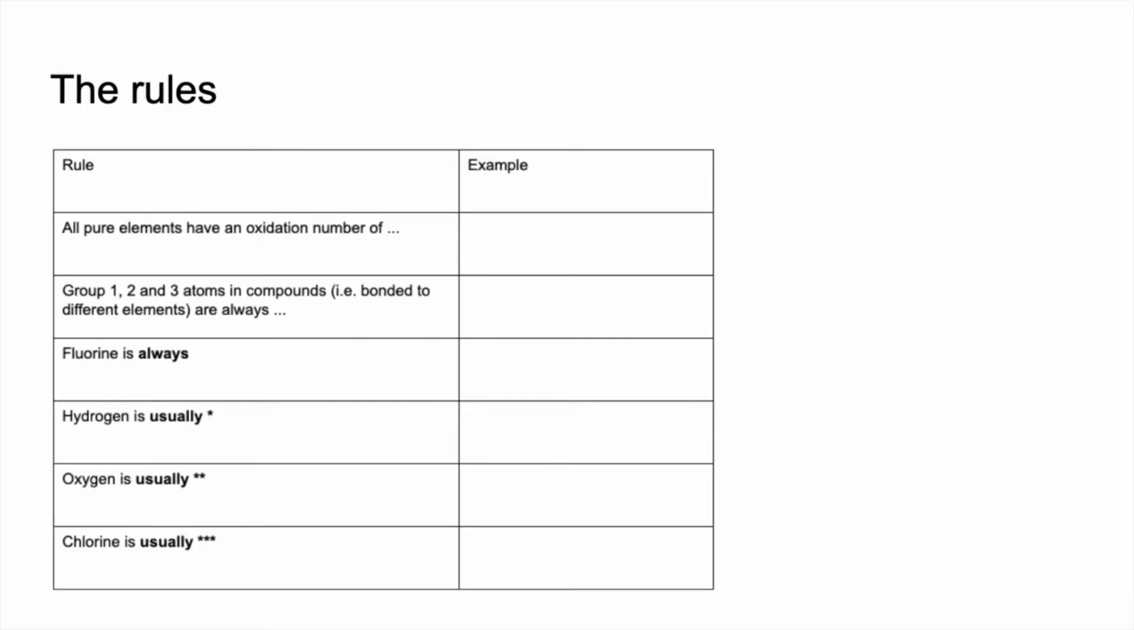Okay, so to calculate the oxidation number, we need to follow a set of rules. So I'm going to go through the rules now, give you some examples, and then give you some examples to try for yourself. So rule number 1, all pure elements have an oxidation number of 0. We've just seen that because they're not bonding to a different type of atom. So all elements or pure elements have an oxidation number of 0. So there's 3 examples, just 3 different elements.